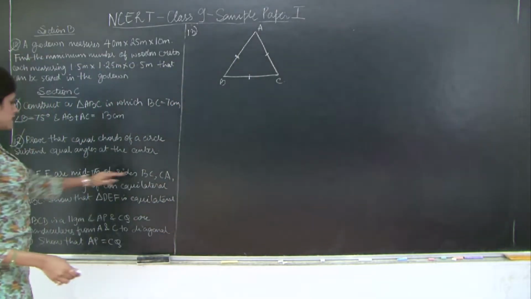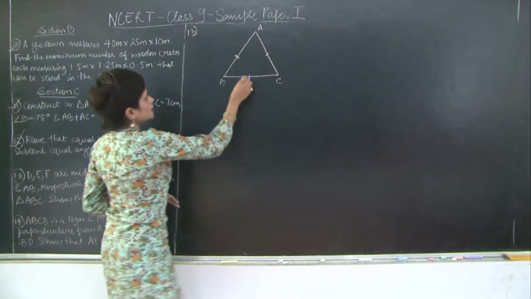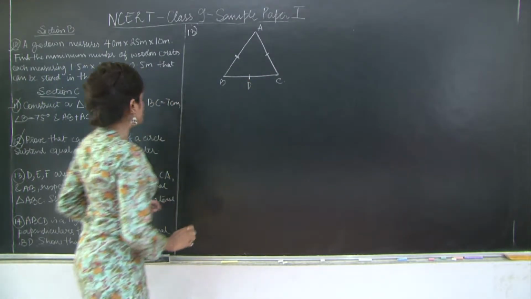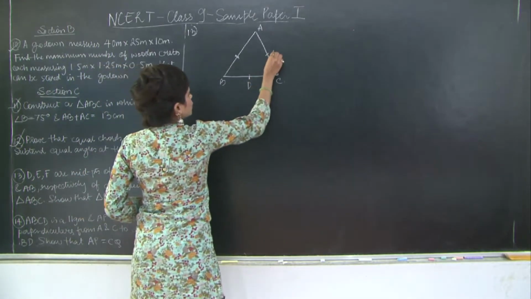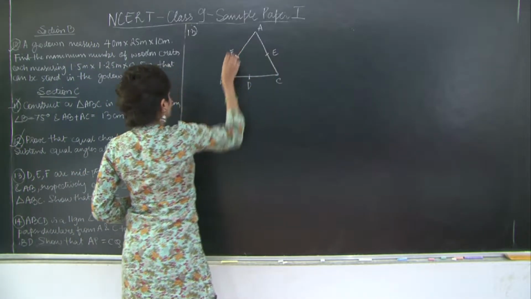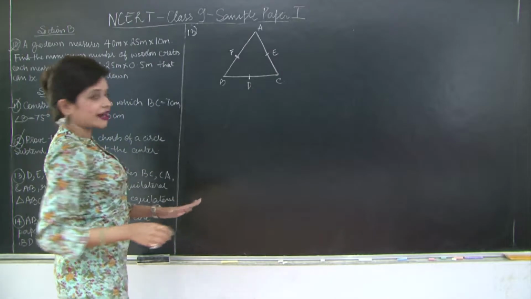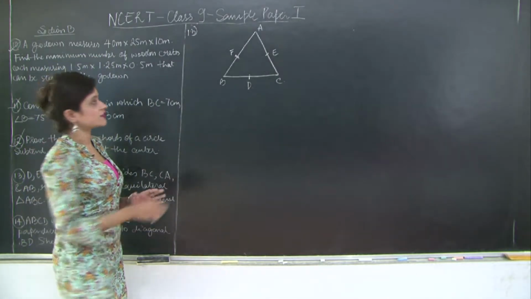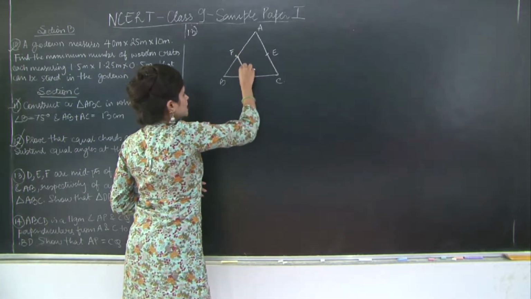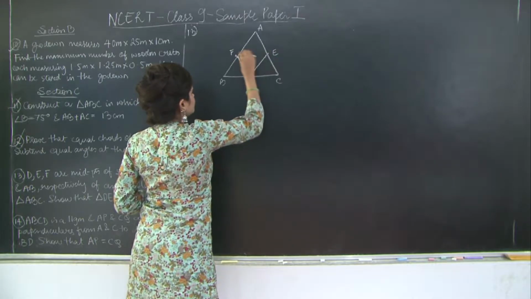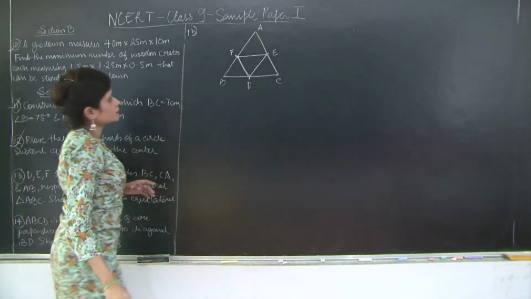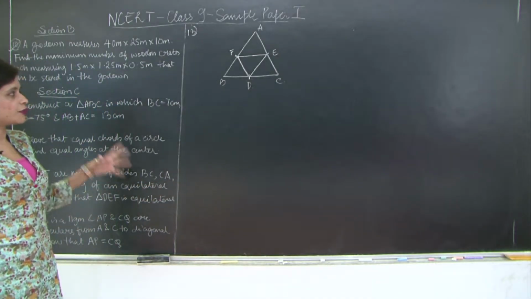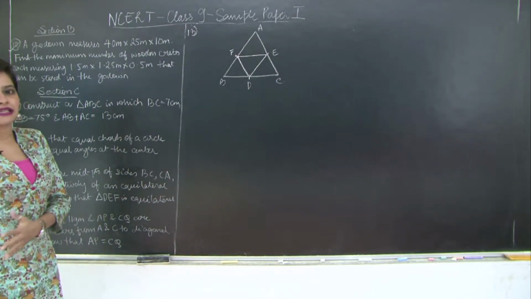So D is the midpoint of side BC. E is the midpoint of side CA. So E and finally F. We need to prove that triangle DEF is equilateral. So let's draw the triangle DEF first. Okay, so how do we prove that triangle DEF is equilateral?